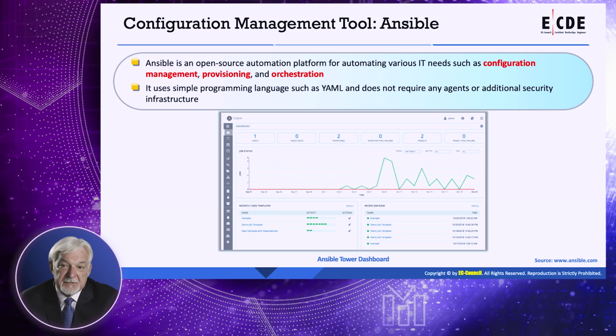Another type of tool is configuration management. An example is Ansible. Ansible is an open source automation platform for automating various IT needs, such as configuration management, provisioning, and orchestration. It uses pretty simple languages such as YAML and does not require any agents or additional security infrastructure to be able to run it. Again, the orchestration is used to cluster things like containers according to their microservices, etc. Provisioning is shifting things up into your different environments. Template management, if you will.